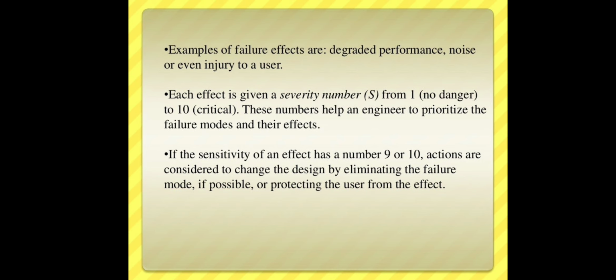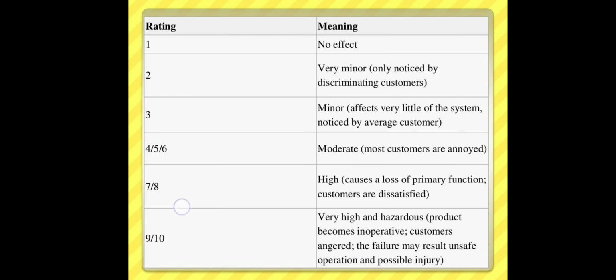If the severity of the effect has the number 9 to 10, it means action should be considered to change the design by eliminating the failure mode if possible, or protecting the user from the effect. Means if the severity number is 9 to 10, there is the biggest problem in the process, and we have to change something in the process.